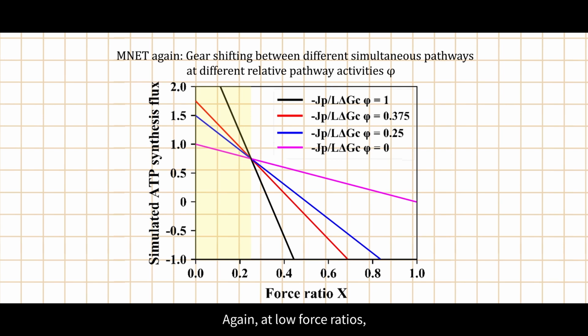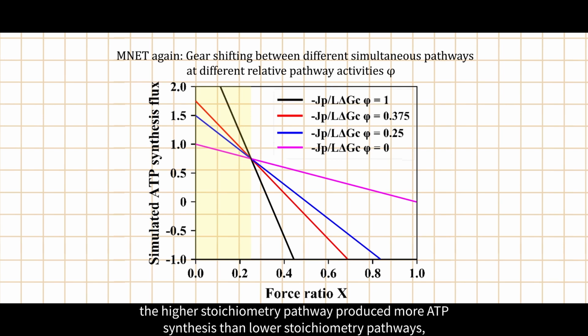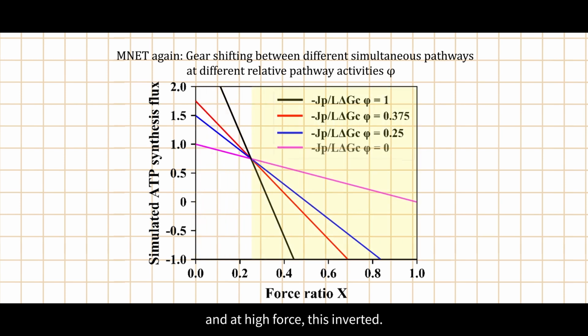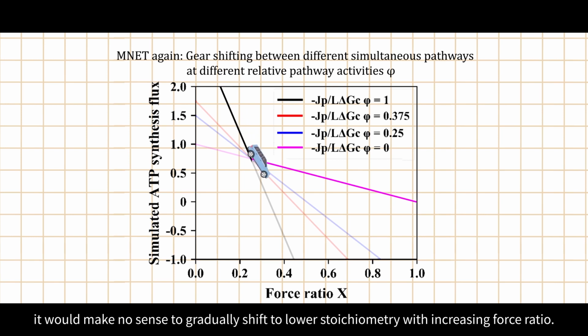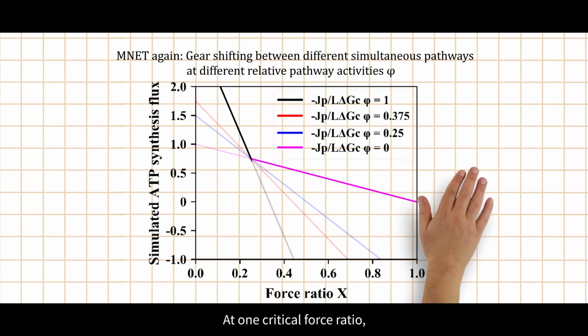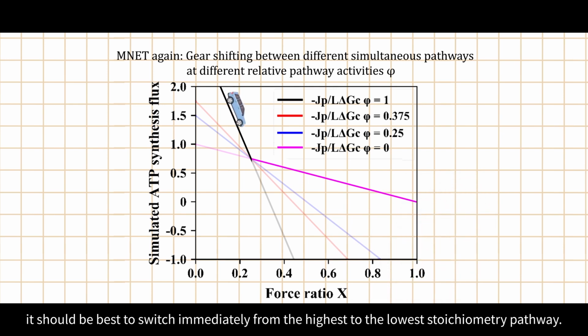Again, at low force ratios, the higher stoichiometry pathway produced more ADP synthesis than lower stoichiometry pathways, and at high force, this inverted. The lines intersect at a single point, implying that, if the degree of coupling were allowed to vary, it would make no sense to gradually shift to lower stoichiometry with increasing force ratio. At one critical force ratio, it should be best to switch immediately from the highest to the lowest stoichiometry pathway.